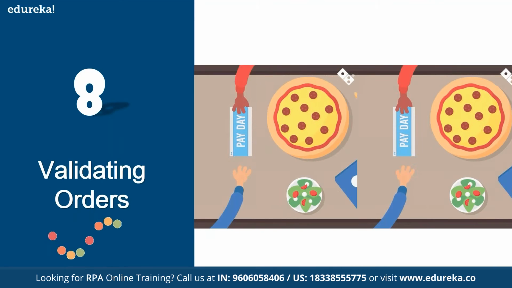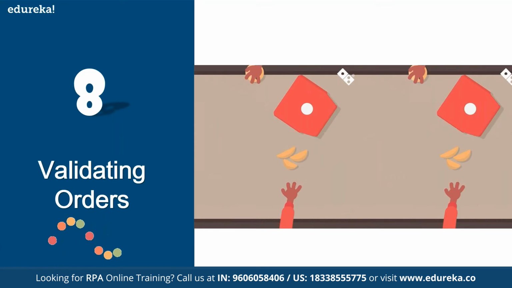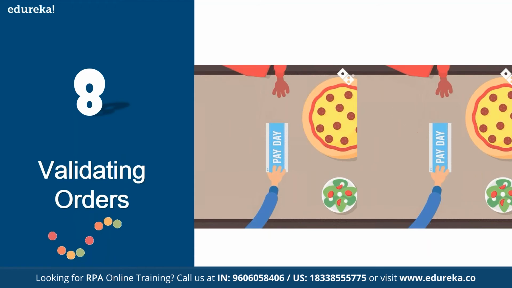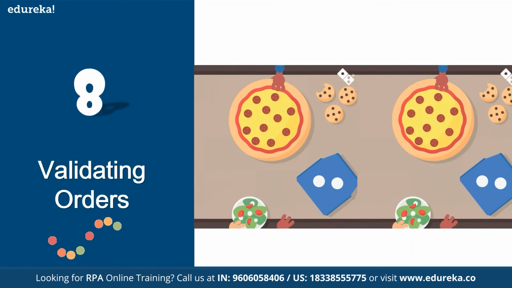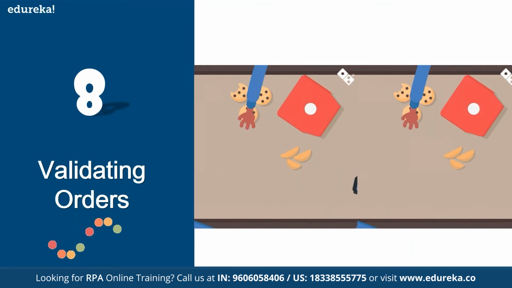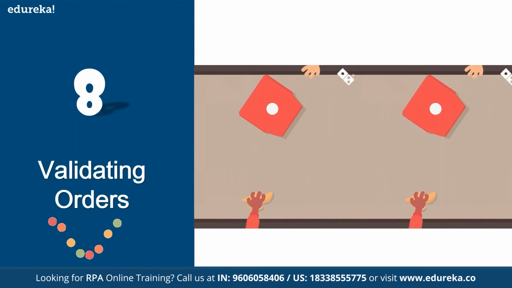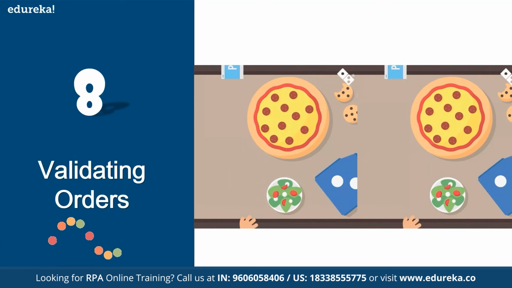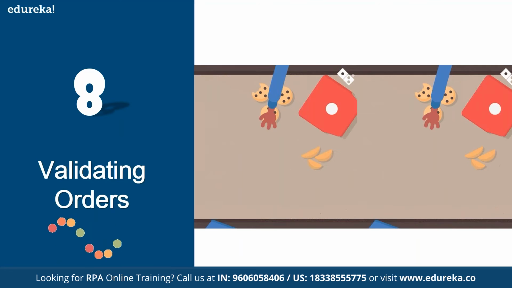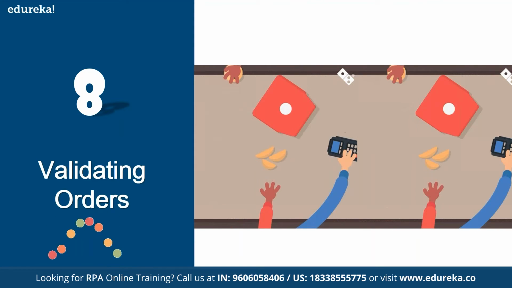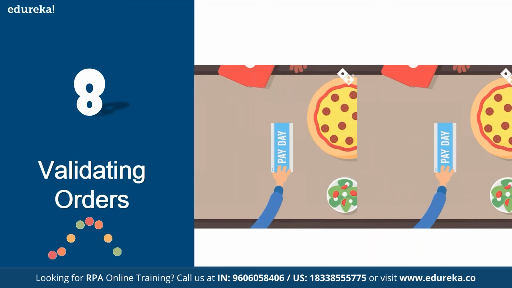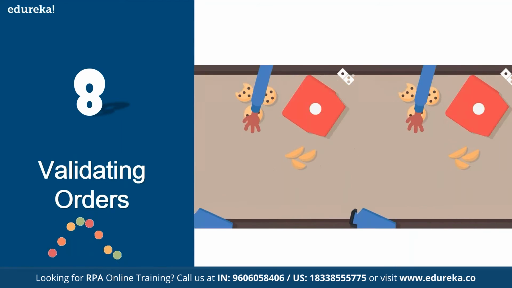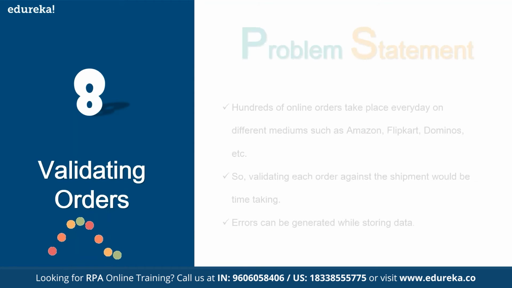Next, validating orders. Here you can clearly understand it's a kind of pizza ordering company, so we can name it Domino's. The dots are also referring to the same Domino's. If you are working with Domino's or any e-commerce website like Amazon or Flipkart, a lot of orders flow into your organization on a daily basis. Someone ordered something, and you have to do the shipment. It has to go to the customer.